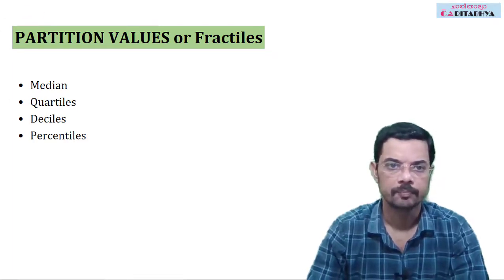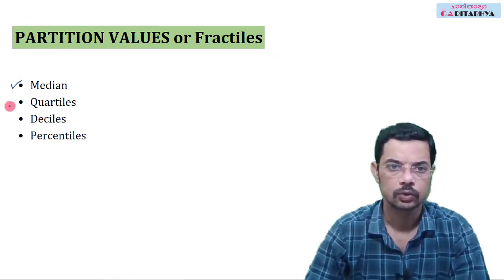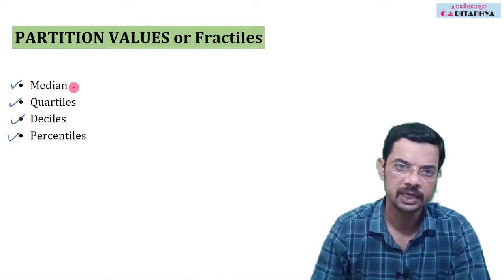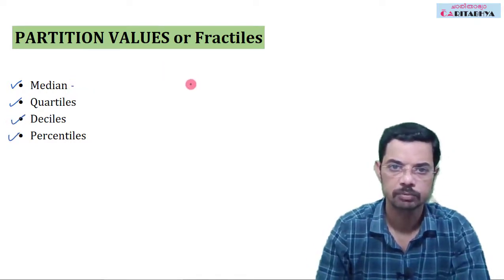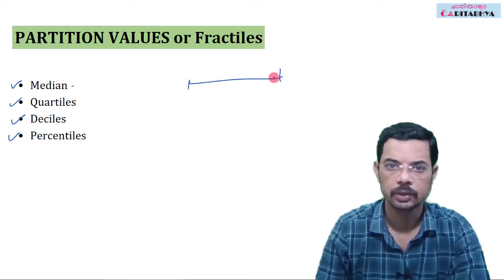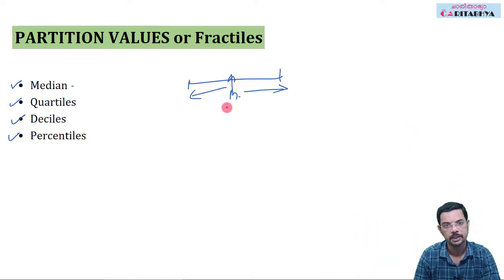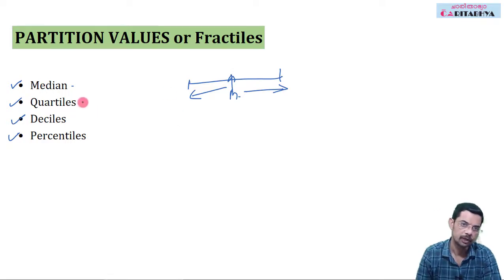They are median, quartiles, deciles and percentiles. Median is used if we want to partition the whole data into two equal parts. So this will be the median. Half of the observations will be less than the median, half of the observations will be greater than the median. Same way, quartiles. What are quartiles?